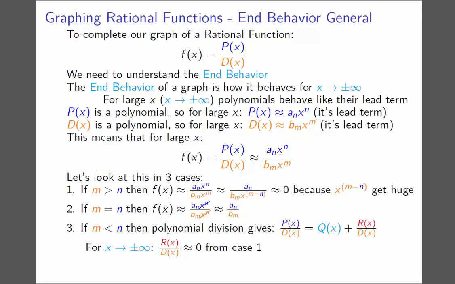So we're just looking at case 1. But this means, as a whole, for x going off to positive and negative infinity, p of x over d of x just looks like q of x, because all we're adding in, r over d, is approximately 0. So if our polynomial has a smaller degree in the denominator than in the numerator, we need to do polynomial division, and on the ends, our function looks like the quotient q of x.